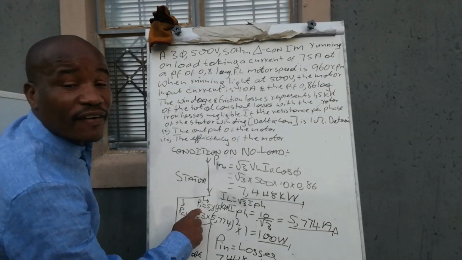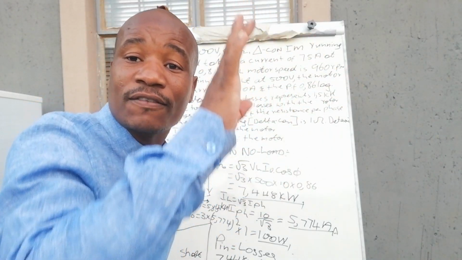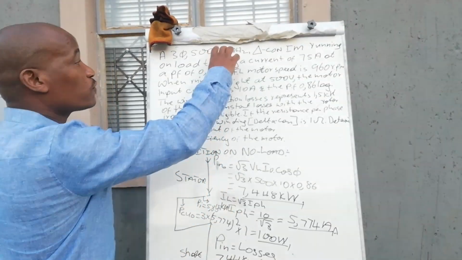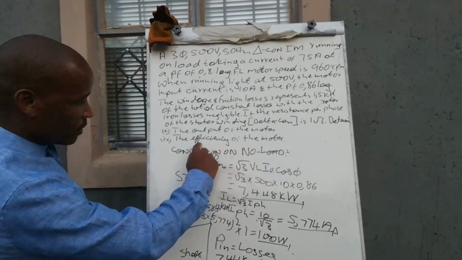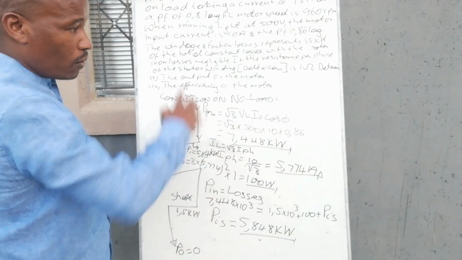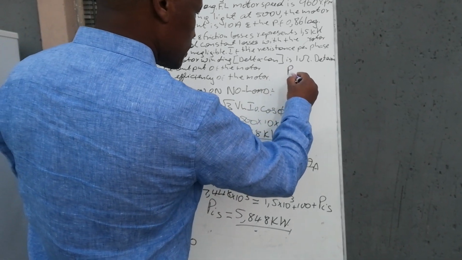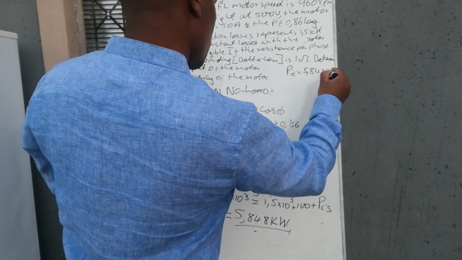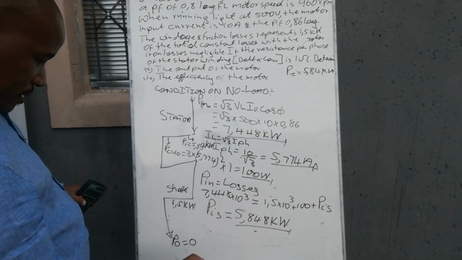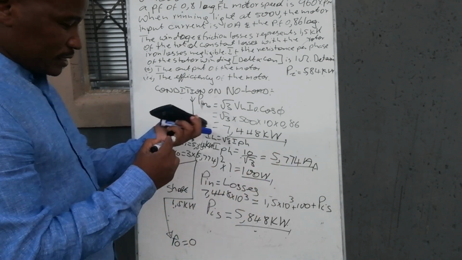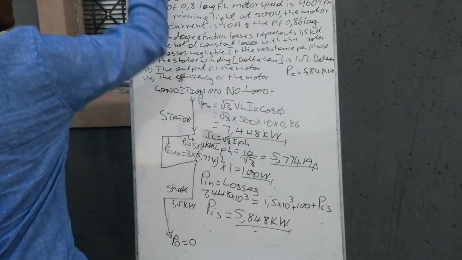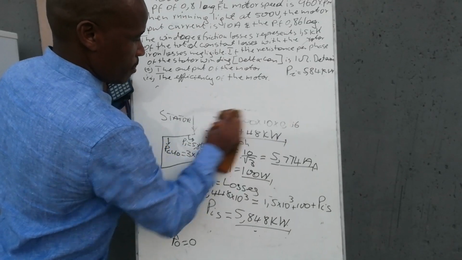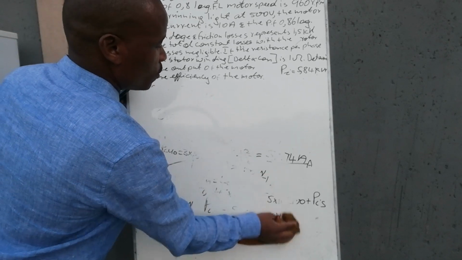Now that we find this, we can go and calculate conditions at full load. Remember, you have to calculate the output. At no load, the output was 0. And you have to calculate the efficiency, which is the output over the input. Now, the iron losses is equal to 5.84 kilowatts. Now let me erase and then do the conditions for full load.